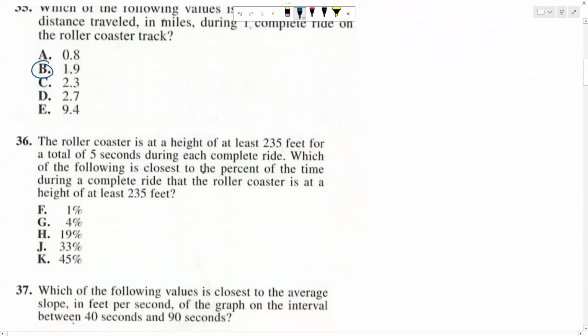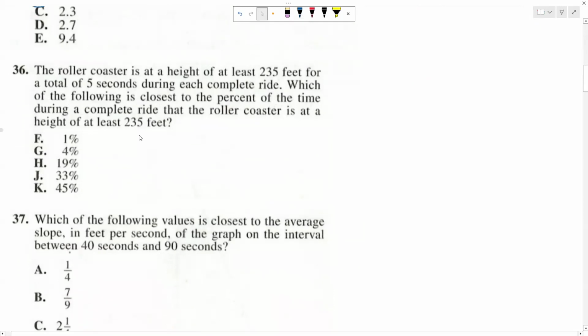Moving on to 36. It says the roller coaster is at a height of at least 235 feet for a total of 5 seconds during each complete ride. Which of the following is closest to the percent of the time? So whenever I see the word percent, I know there is a rule for that. It's basically part over total. The percent of what? It's the percent of the time during a complete ride that the roller coaster is at a height of at least 235. So how long was it at least 235? It was there for 5 seconds. So the wanted is 5 over the total seconds that the ride takes.